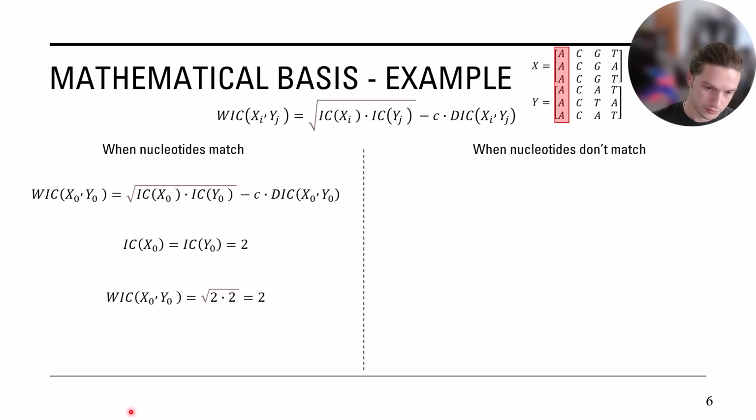The information contents are equal, so we multiply them, take the square root, and we end up with 2. And so this is the max value of weighted information content, which is indicating a really high correlation in the 0th position between X and Y.